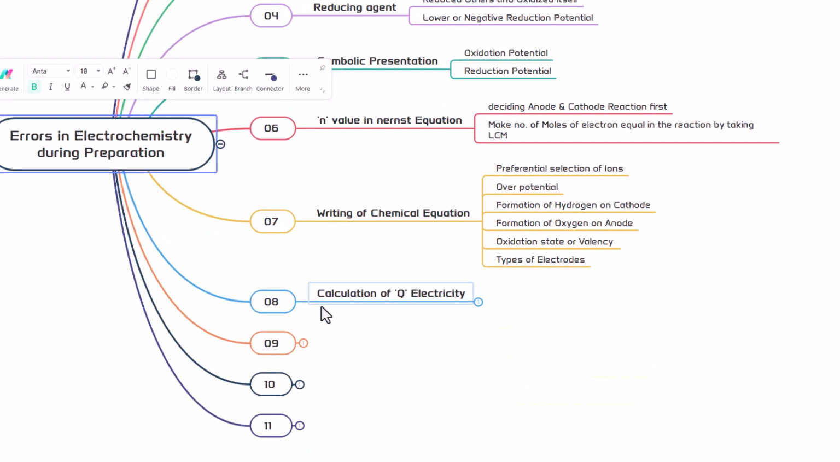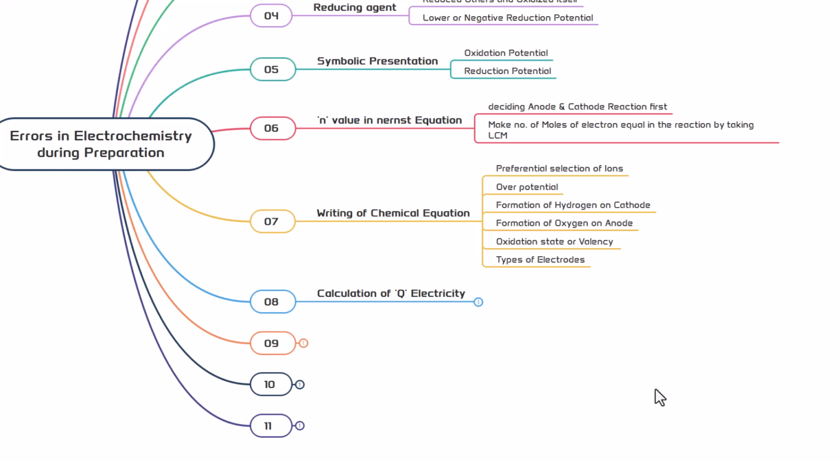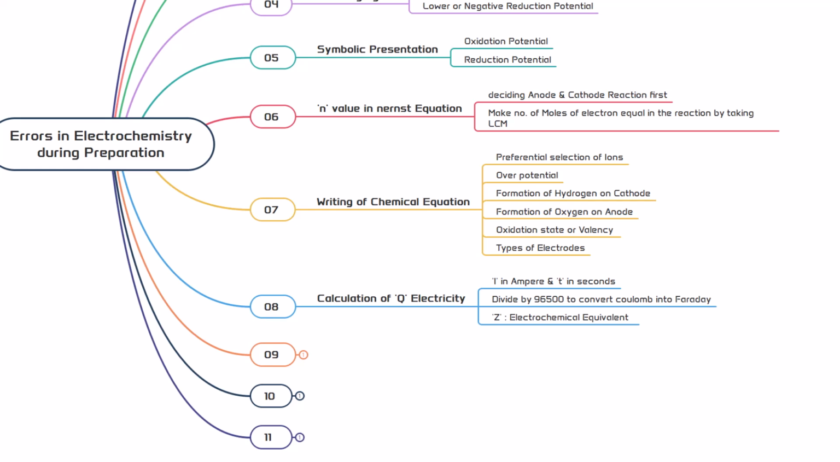Then the next is calculations of Q, that is electricity. For that, make sure the I should be in ampere and T in seconds, specifically the time. Generally, time is given in minutes or maybe in hours or maybe in milliseconds. So whatever the different units are, convert into seconds and then utilize in the formula Q is equal to I multiplied by T.